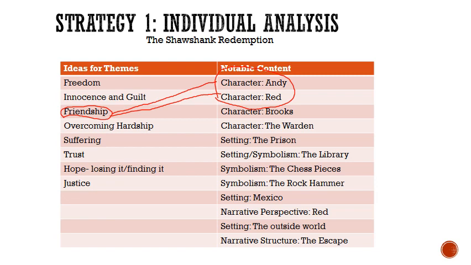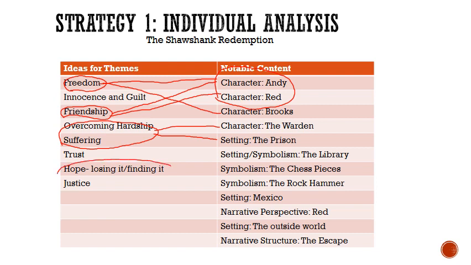I could look at the idea of freedom, like the idea of breaking out, and that one could again be linked to Andy. But there's also some quite negative views on freedom, which is linked to the character of Brooks. So that could be part of a discussion. Overcoming hardship and suffering, this idea of everything they have to go through. Well, the prison would be a great thing to talk about there, the setting of the prison, and maybe even the warden, because he kind of represents that hardship. He characterizes the hardship that they face.